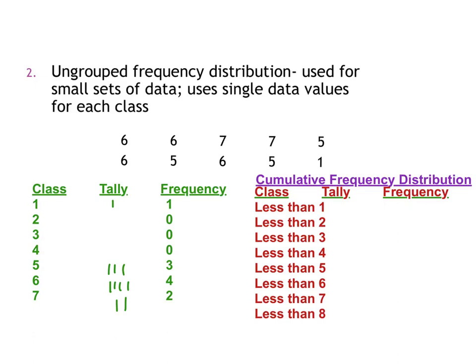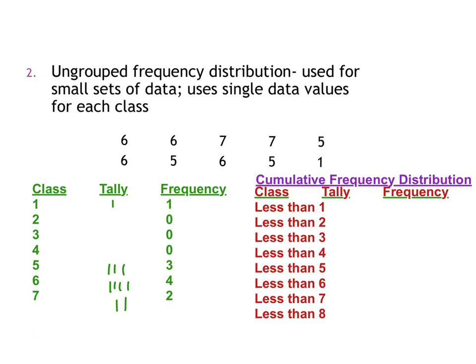So what I want you to do is I want you to do the tallying for this, okay? How many are less than 1? How many are less than 2? How many are less than 3? And go down that column and fill that in, and then after you do that, you can come up with the frequency.